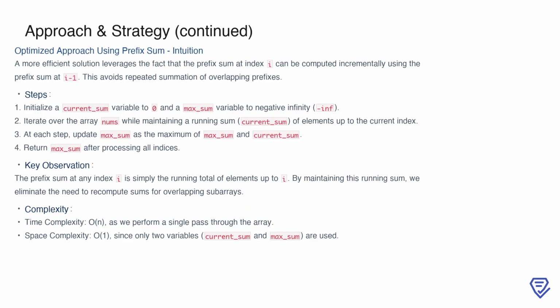This eliminates the need for nested loops and avoids redundant calculations. The result is a time complexity of n, as we traverse the array just once, and a space complexity of 1, since we only use two variables.